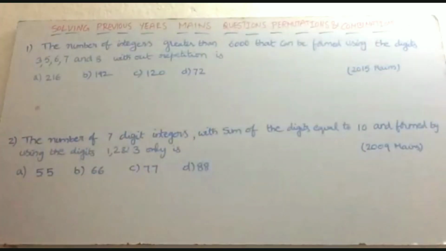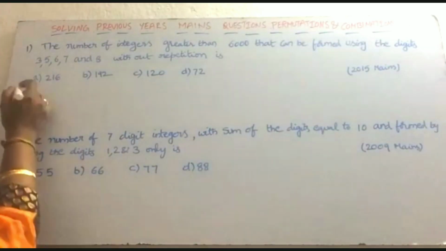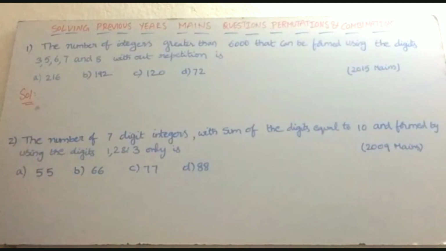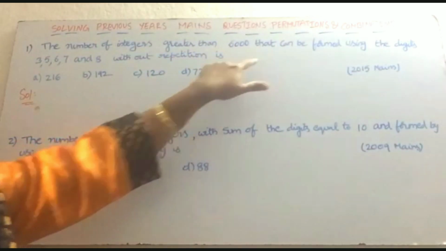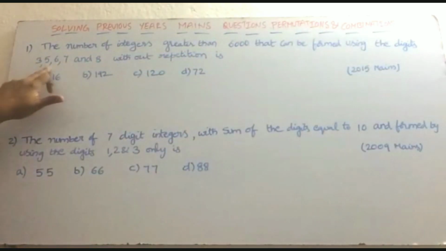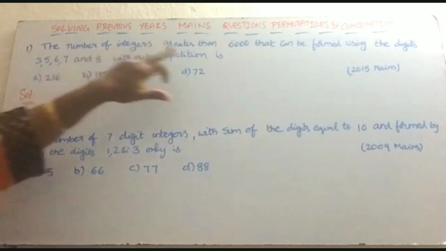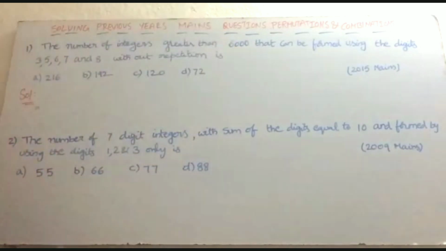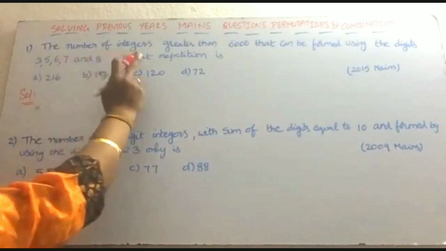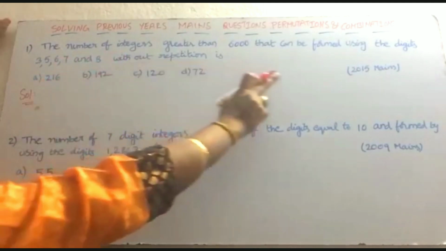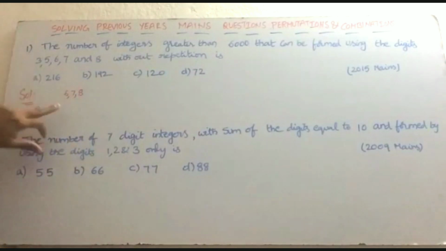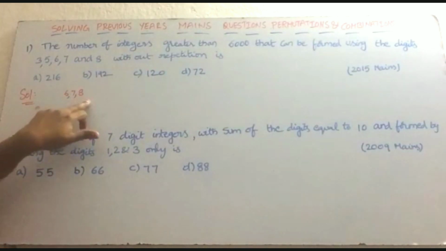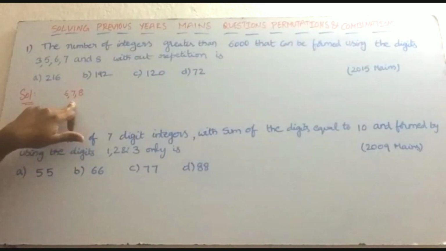Solution. They are asking for numbers greater than 6000. If you take the digits 3, 5, 6, 7 and 8, then for a 4-digit number greater than 6000, the first digit must be 6, 7 or 8, any one of these three digits.